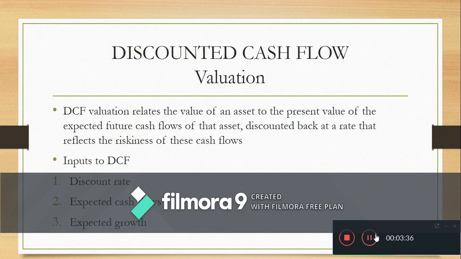The next being growth rate. Growth rate in the terminal value shall always be taken as less than the risk-free rate and also with caution, as increasing the growth rate also implies increasing the reinvestment ratio, which also decreases the terminal value.